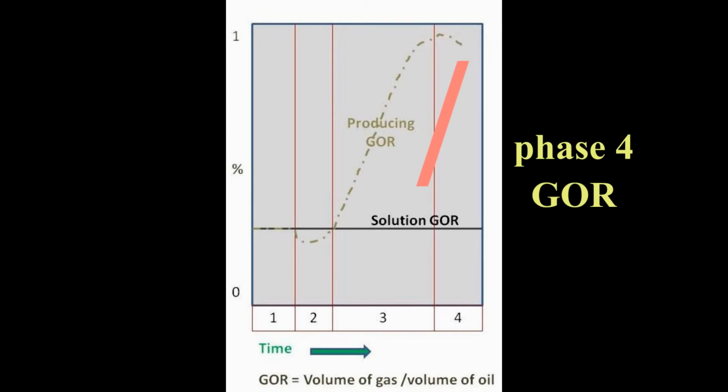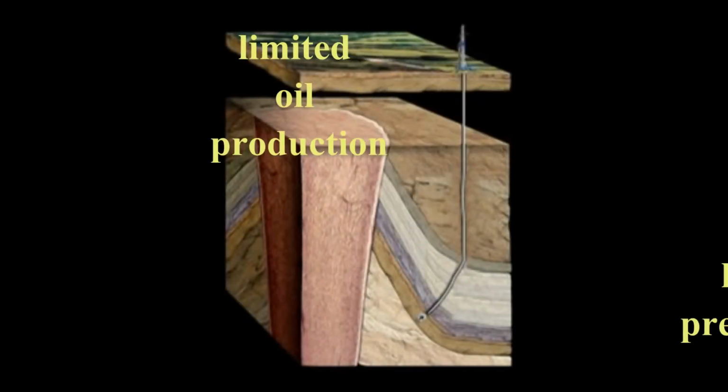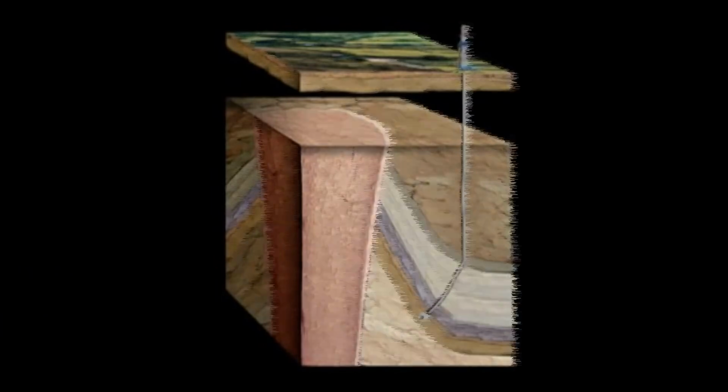In Phase 4, the producing GOR turns downward on the graph. The remaining oil has been depleted of its solution gas. It is at this point the production declines to its economic limit. Since there is very limited oil production with low pressure, this well will most likely be abandoned.